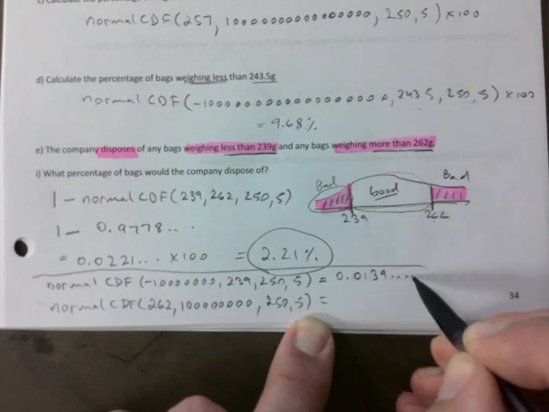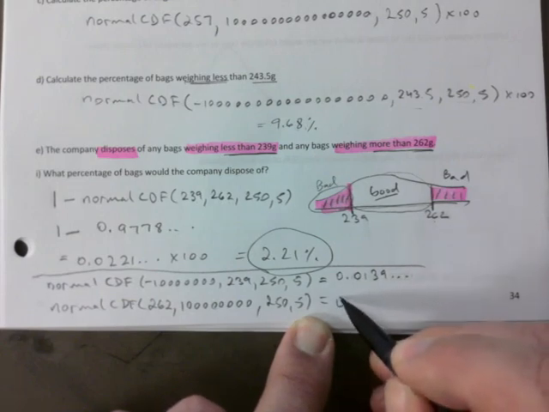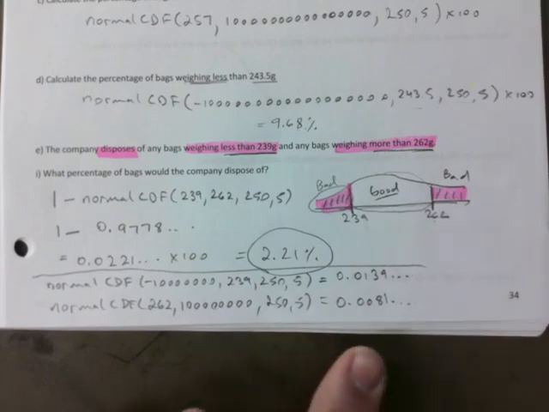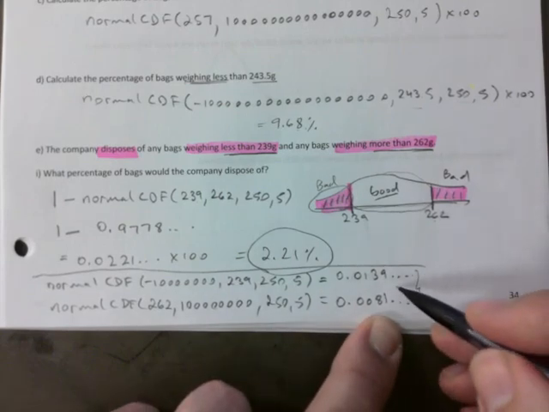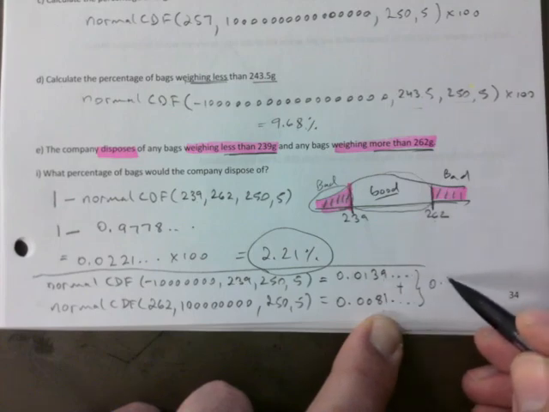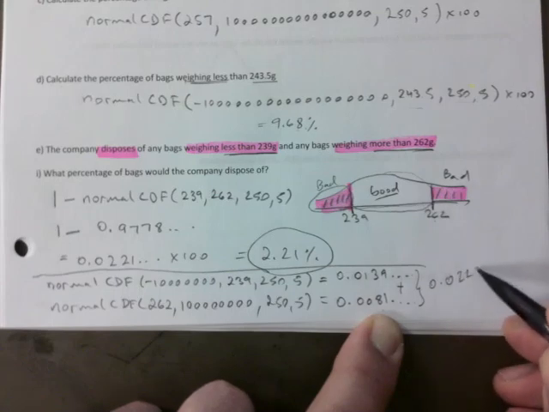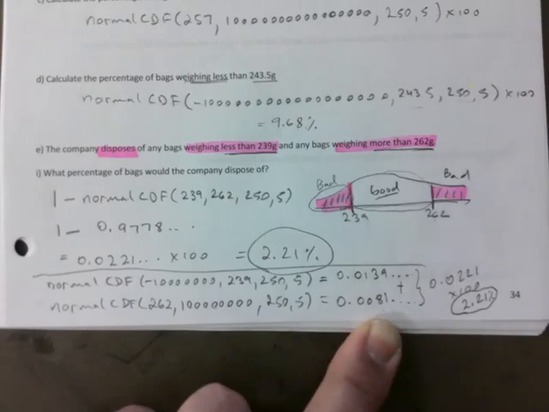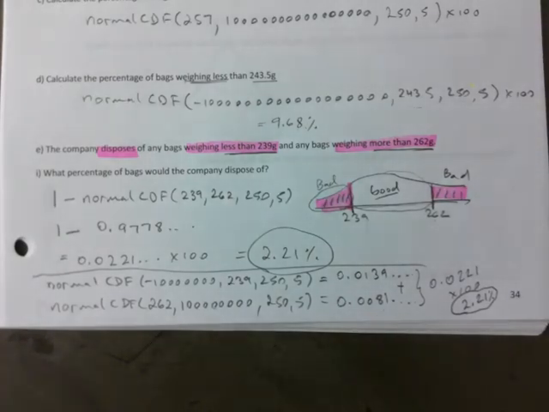0.0139, and this keeps going on my calculator, and this part gives you 0.0081 and something, okay? And if you add those two up, you still get 0.0221, right? If you multiply that by 100, you still get 2.21%. So it's up to you how you want to do them.